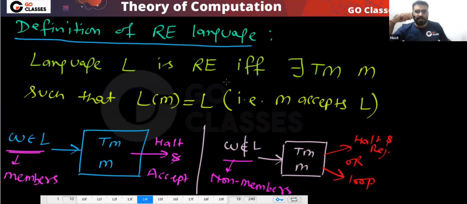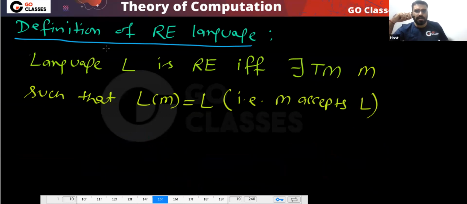So basically, when can I say a language is RE? A language is RE if there exists a Turing machine which accepts L. Accepting L means that for members of this language L, it will halt and accept. And for non-members, the strings which are not in L, the Turing machine may halt and reject, or it may loop. This is the definition of RE language.